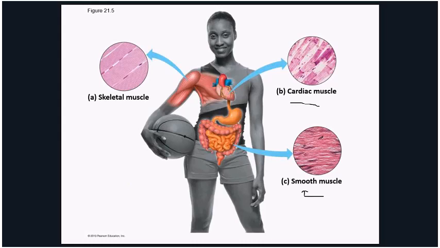And this type of muscle, its guiding principle is that it can contract slowly over long periods of time. So it's lining things like your digestive tract, moving food along. And also in females, the uterus is lined with smooth muscle in order to expel a baby during labor. So that's the contracting slowly over long periods of time. That's how you can think of smooth muscle.